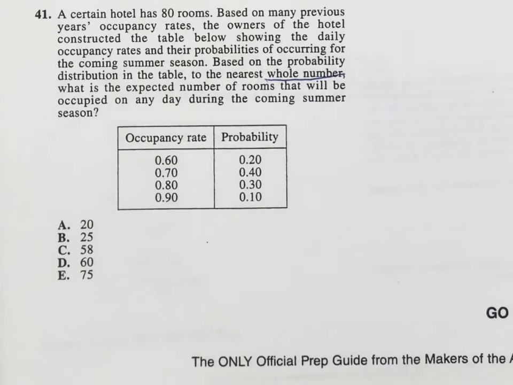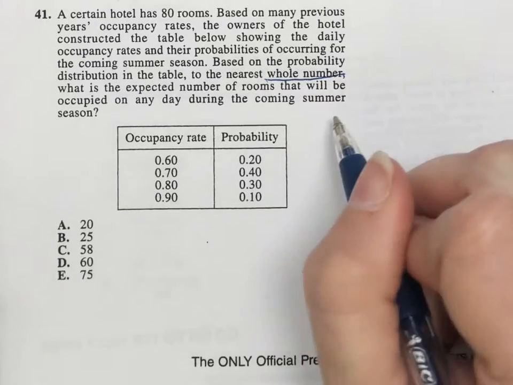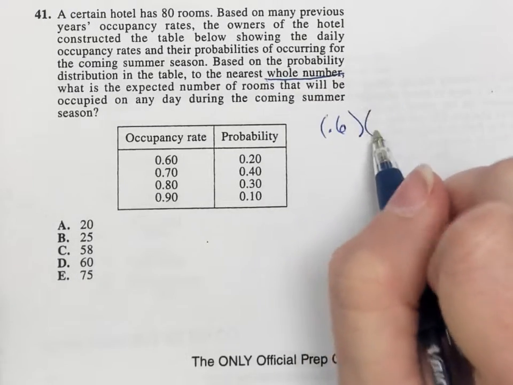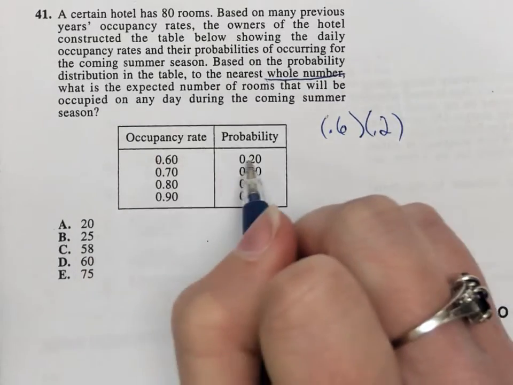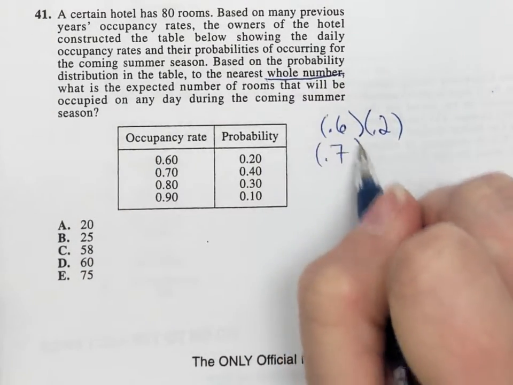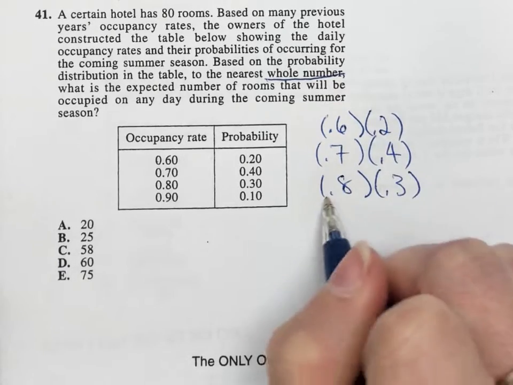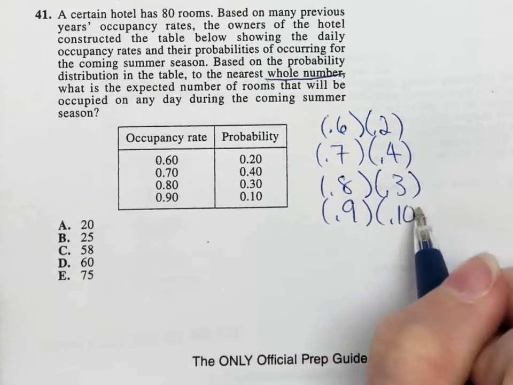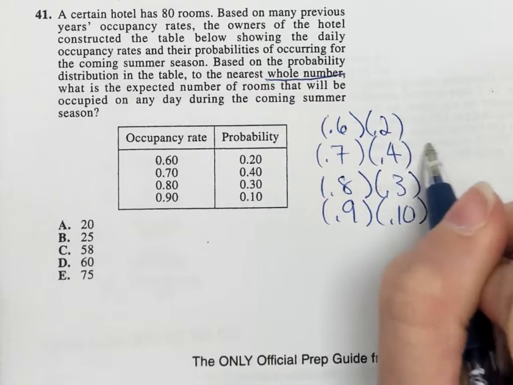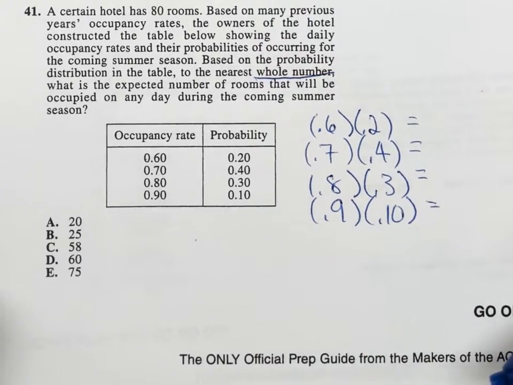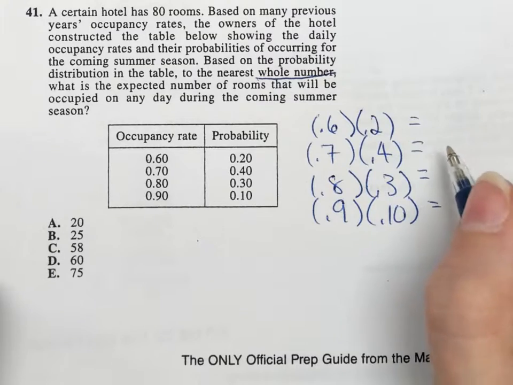All right. So, the easiest way to do this, you ready? Is to take all of these and multiply them together. So, 0.6 times 0.2, 0.7 times 0.4, 0.8 times 0.3, 0.9 times 0.10, okay? So tell me what you get. You got your calculators? What's 0.6 times 0.2?